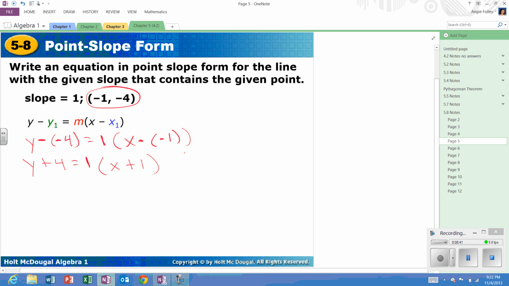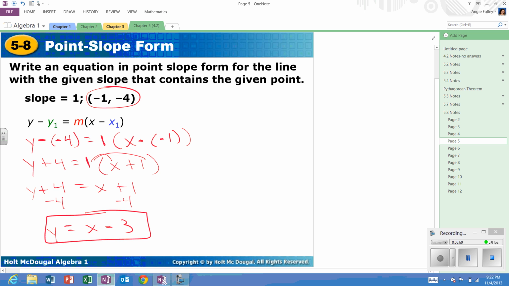If I stopped here, this would be far enough to be the point slope form of an equation, but I want to show you guys how to take it further. I'm going to distribute, so that means I'm going to get x plus 1. I'm going to move this 4 over. So y is equal to x minus 3, and we got all the way to the slope-intercept form of an equation.